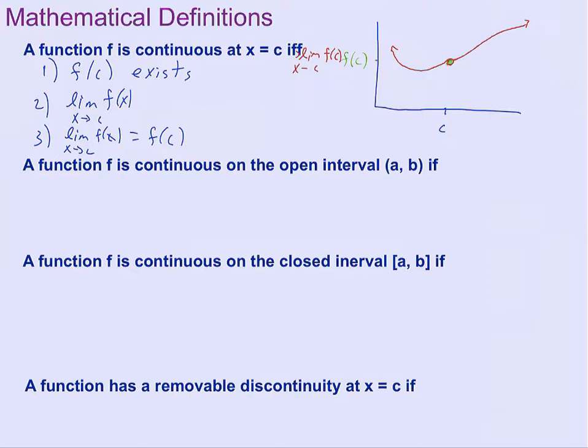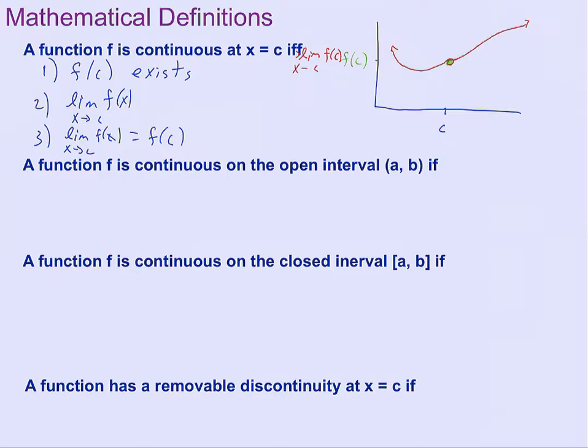So you will be asked questions. Is this function continuous at x equals 2? And your job is to check all three of those. Does f of 2 exist? Does the limit of f of x as x approaches 2 equal anything? Meaning, is it the same from both sides? And are those two things equal to each other? Okay, so that's our first definition.